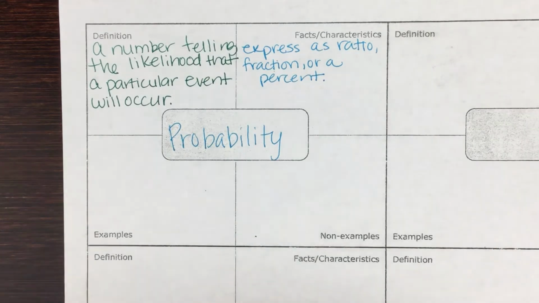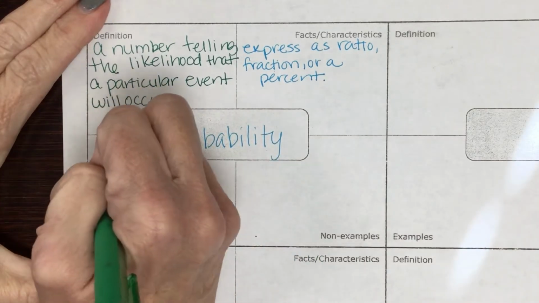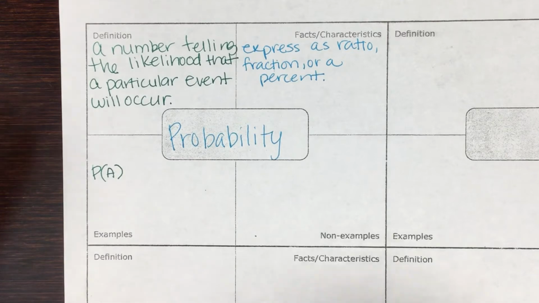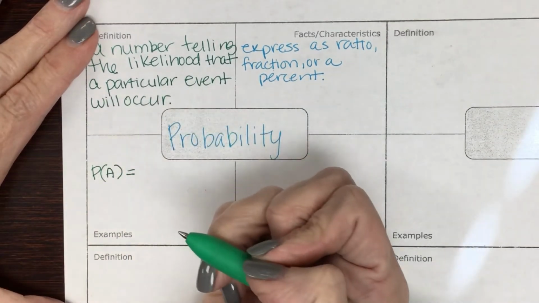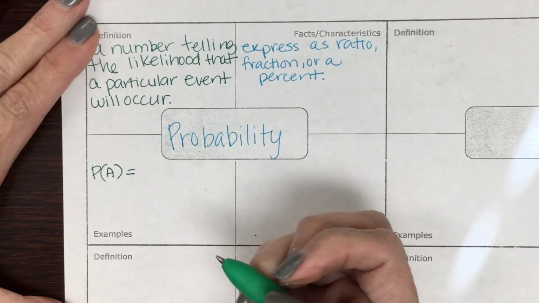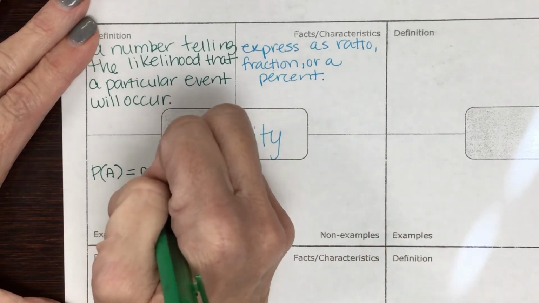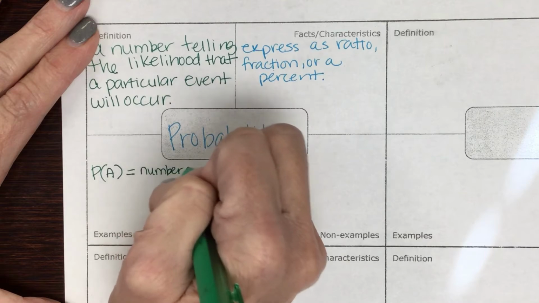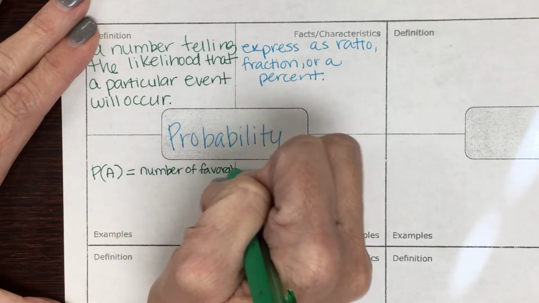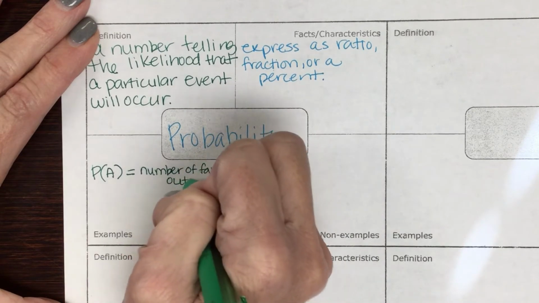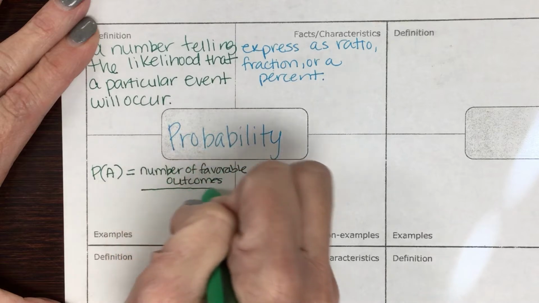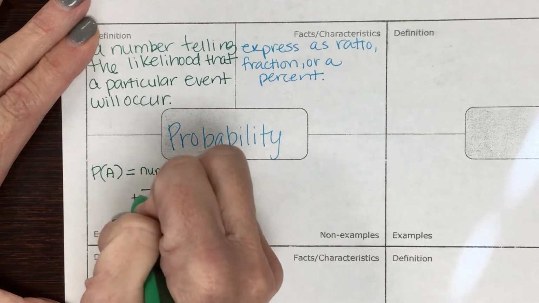All right, some examples. This is how they're going to look. Probability, and you're going to have something in parentheses, okay? And it'll make sense when we go over this a little bit more in detail. So probability of something that's going to happen, that's really what it says. So it's the number of favorable outcomes over the total number of outcomes.